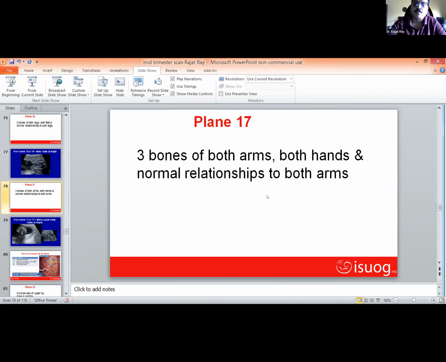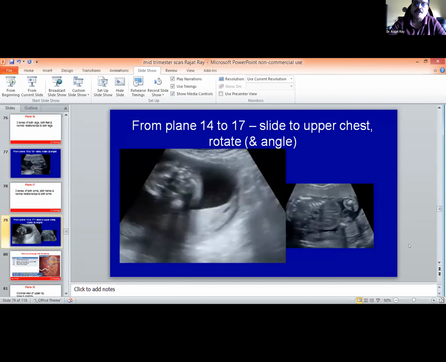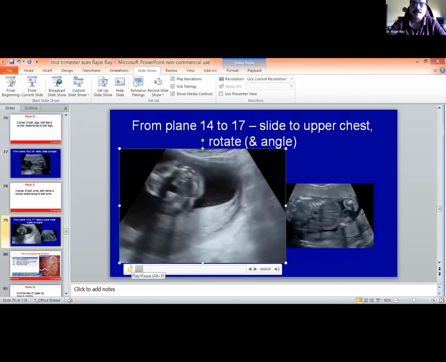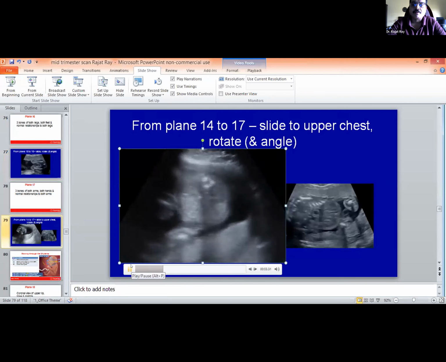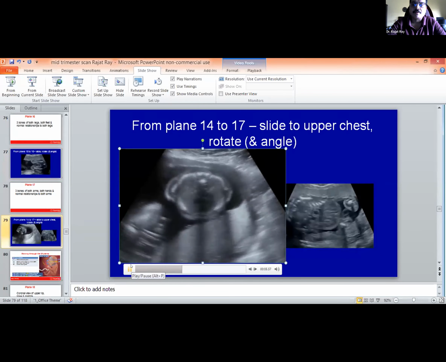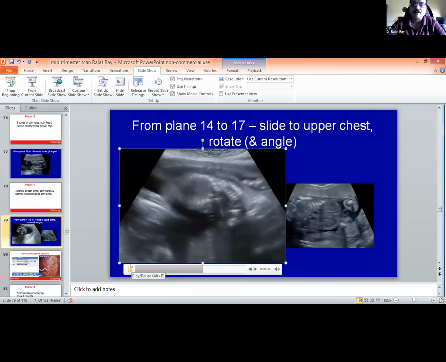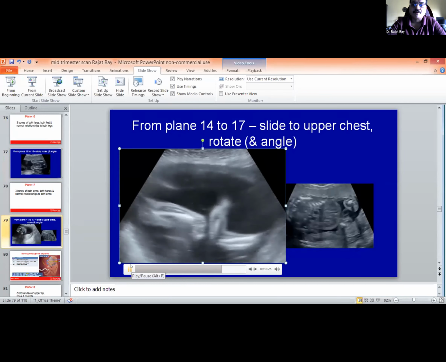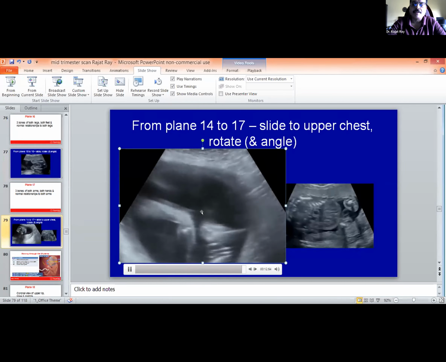Then you come to 3 bones of both arms, both hands, and normal relationship to both arms. So how will you reach there from 14 to 17? Just slide to the upper chest. When you are reaching the side near the humerus or head, you rotate and angle. You will get the hand. So you are getting the hand.